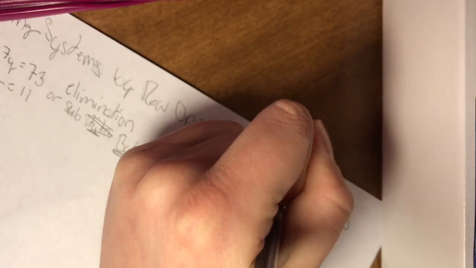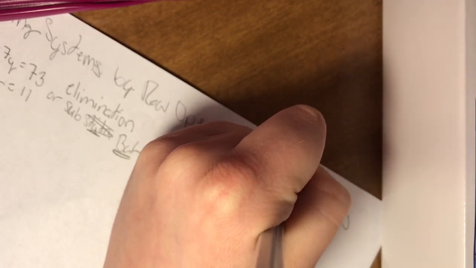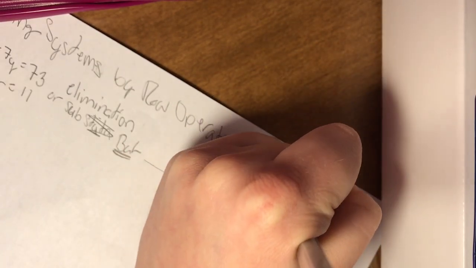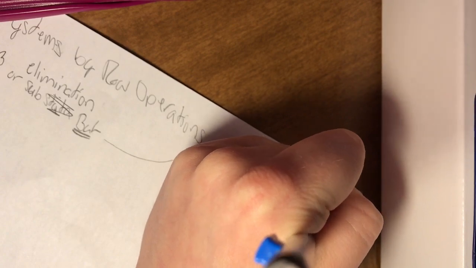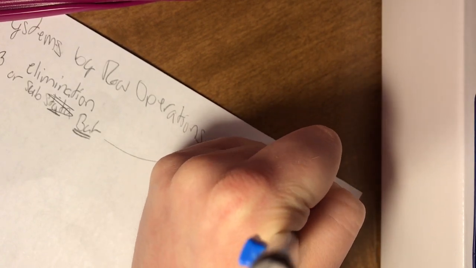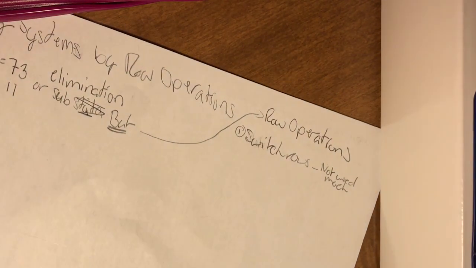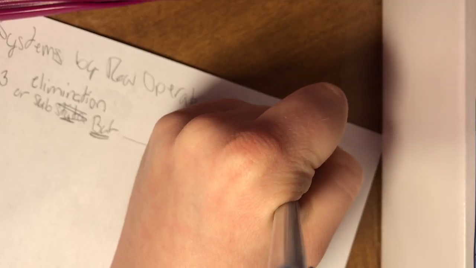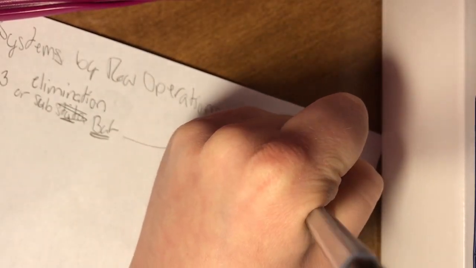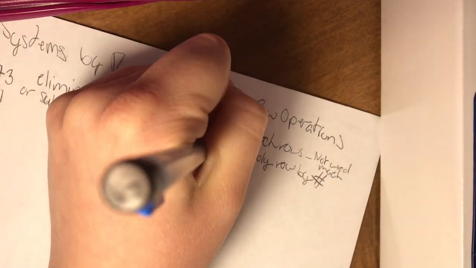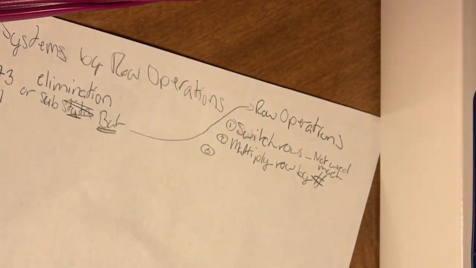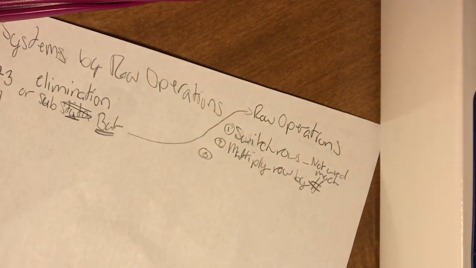You switch rows. But it's not always used. You multiply a row by a number. Then what you do is you add a multiple of a row.